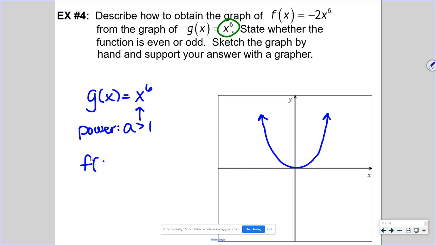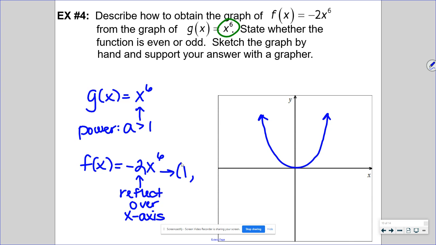So then what would f of x look like? F of x is negative 2x to the 6th. Okay, so I know that this negative is going to reflect the parabola I just drew over the x-axis. And I could also identify that key point. So the key point was at 1 comma k, and in this case, k is negative 2, so 1 comma negative 2 would be the location of that key point.